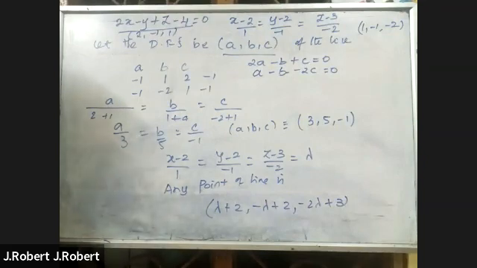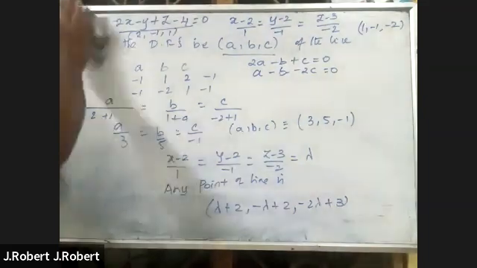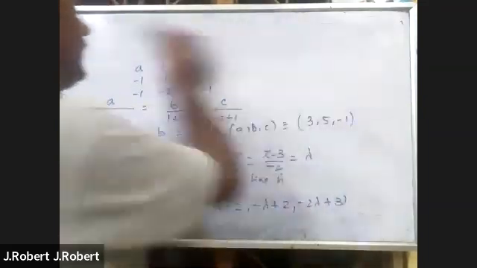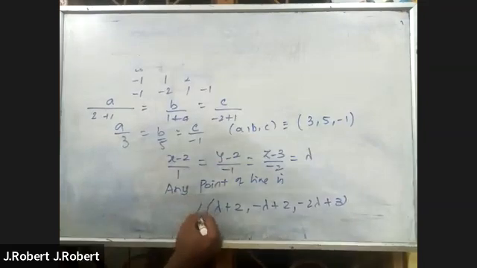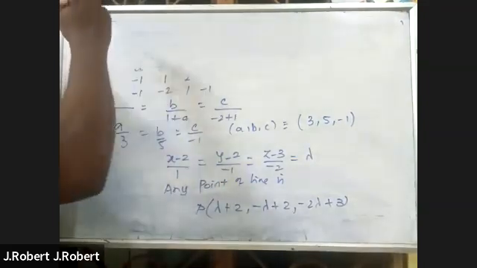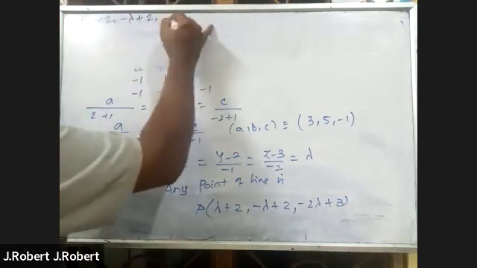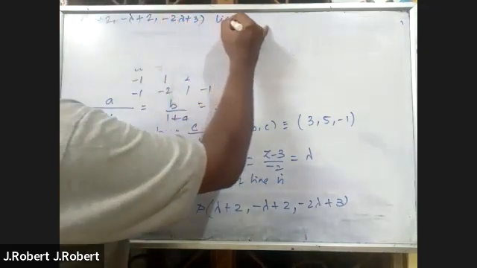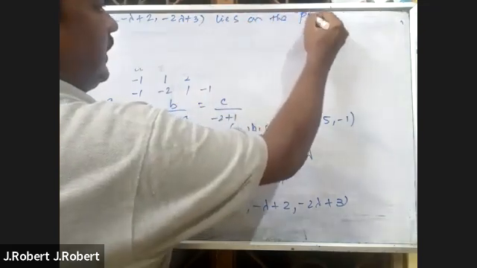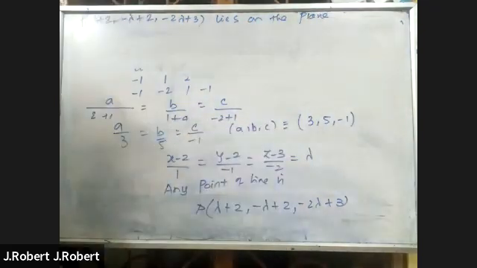In your question they have given clearly that the line lies on the plane. Okay? The equation of a line lies in the plane. So what do I do? It lies on the plane. Which plane? This point. Let's take it as P. Let P of lambda plus 2, minus lambda plus 2, minus 2 lambda plus 3 lie on the plane.